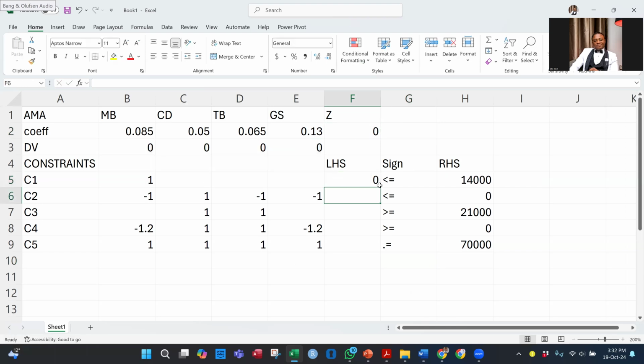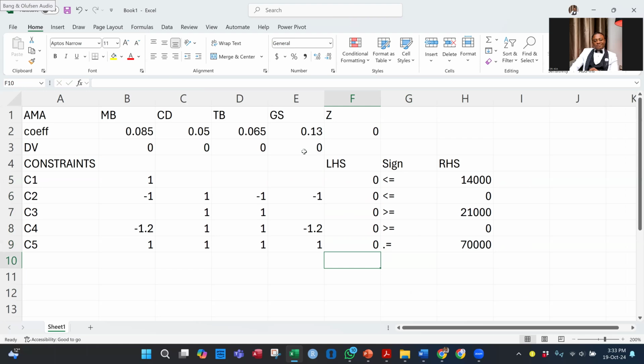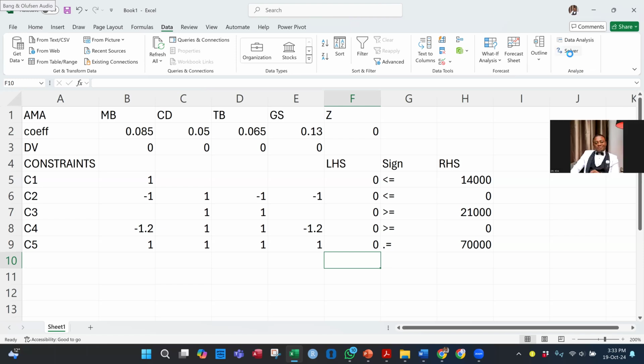It's fine. You cannot click and drag it to the others, as we always do. It means that when you click on each one, because of the dollar symbol, each one is multiplying the decision variables. You are done. To do the model, go to the Data tab on the top. On the far right, choose Solver.